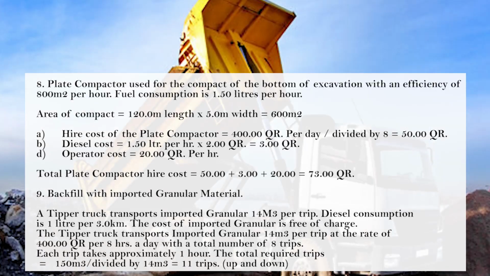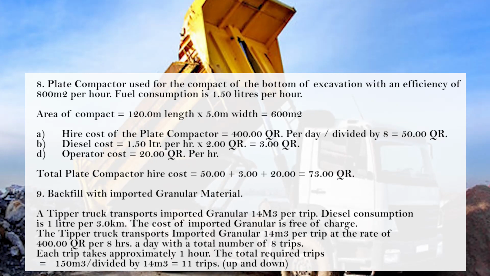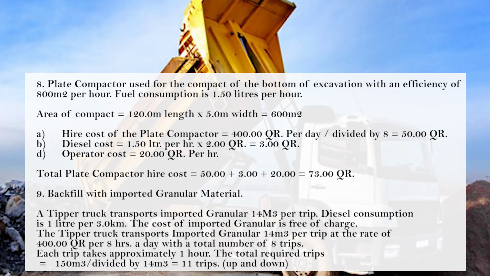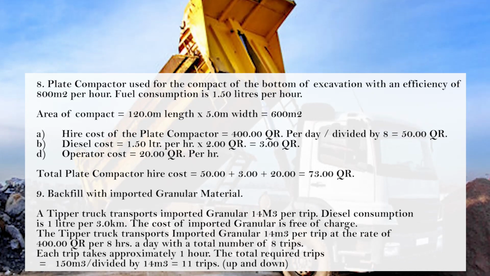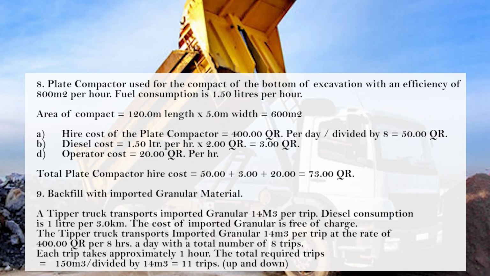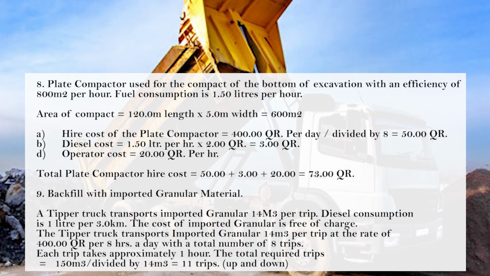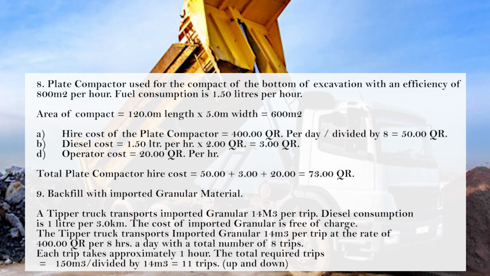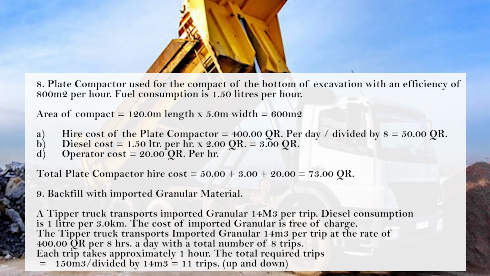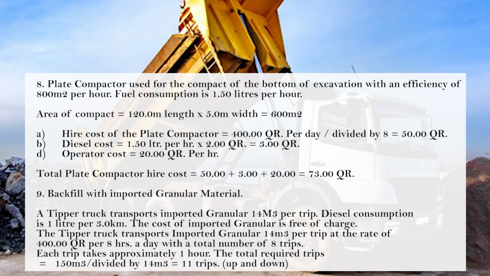9. Backfill with imported granular material. Tipper truck transports imported granular 14 cubic meter per trip. Diesel consumption is 1 liter per 3 kilometer. The cost of imported granular is free of charge. The tipper truck transports imported granular 14 cubic meter per trip at the rate of Qatar 400 per 8 hours a day with a total number of 8 trips. Each trip takes approximately 1 hour.